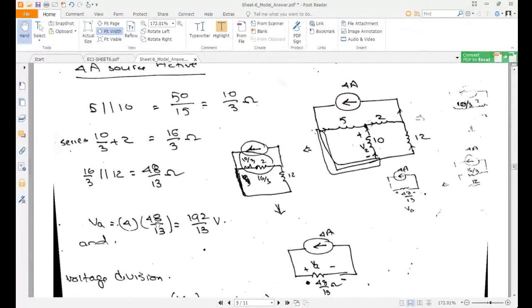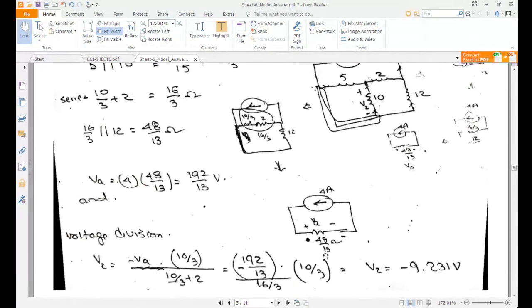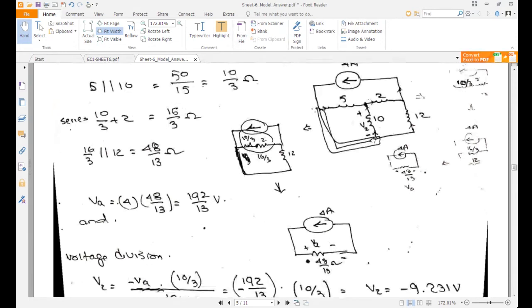Now by adding these two, you will get 16 by 3. Now this 16 by 3 and this 12 are parallel. You will get 48 by 13. Then find the voltage VA, for example. VA will be I into R, where I is 4 ampere and R is 48 by 13. That is 192 by 13. This is VA.